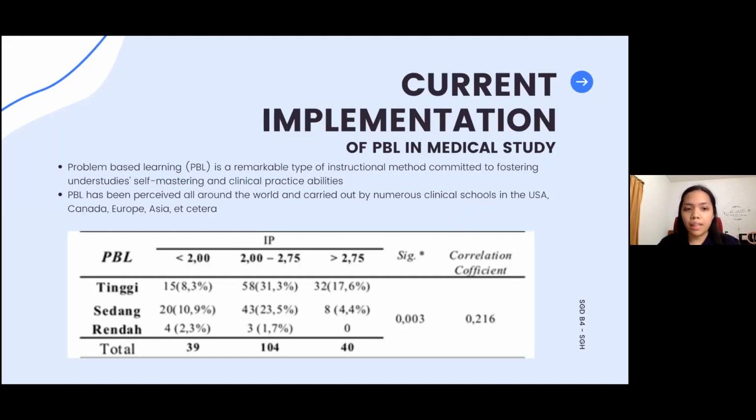So there is a table of the relationship between PBL implementation and medical student achievement index. The results show a correlation coefficient between PBL and IP value of 0.216, which indicates a positive correlation, meaning that the greater the implementation of PBL, the better the students do. On the other hand, the smaller the PBL in students, the more student achievement will decrease.